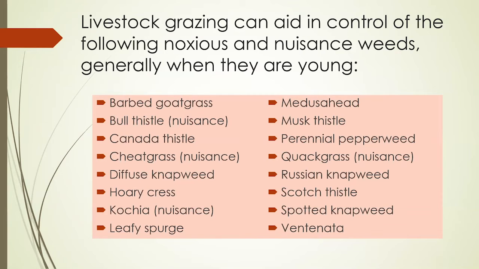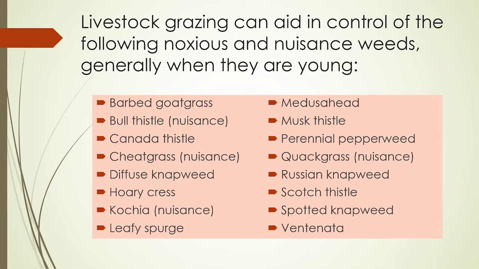Livestock grazing can aid in the control of these noxious and nuisance weeds when they're young. Unfortunately, when they get older, what happens with these weeds is, as the name implies, barbed goat grass. It's got barbs on the awns. All these thistles have stickers. Cheatgrass, once the seed heads form, is just not palatable to livestock anymore.